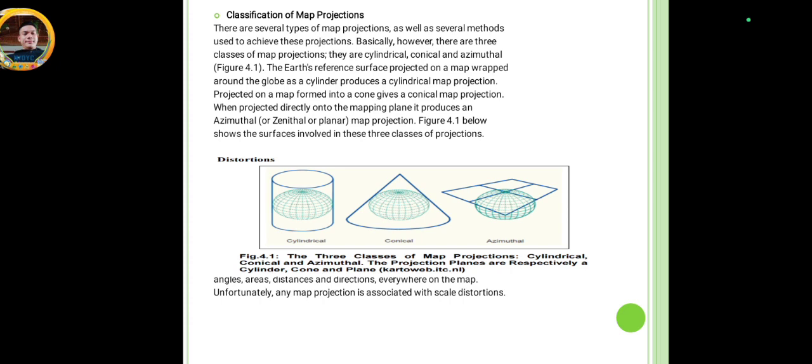Classification of map projections. There are several types of map projections, as well as several methods used to achieve these projections. Basically, however, there are three classes of map projections. There are cylindrical, conical, and azimuthal. Take note of those three classes of map projection. As you can see in figure 4.1, the Earth's reference surface is projected onto the map by wrapping around the globe as a cylinder, which produces a cylindrical map projection. Projected on a map in the form of a cone, it gives a conical map projection. When projected directly onto the mapping plane, it produces an azimuthal map projection. Figure 4.1 below shows the surfaces involved in these classes of projection.